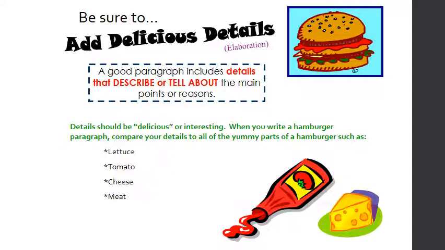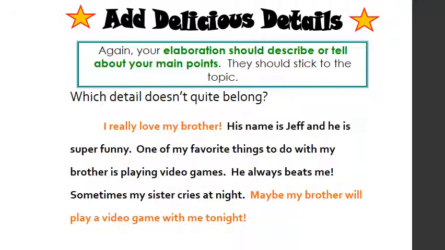You see how I'm comparing the details to the ingredients in the sandwich? Details should be delicious or interesting. When you write a hamburger paragraph, compare your details to all of the yummy parts of the paragraph, all the yummy parts of a hamburger, such as lettuce, tomato, cheese, and meat. Okay, let's continue. Add delicious details. Again, I repeat, your elaboration should describe or tell about your main points. Pay attention, your main points. They should stick to the topic.